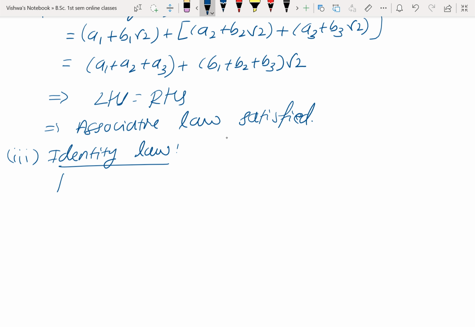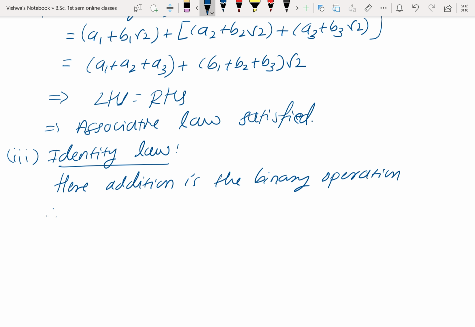So here addition is the binary operation. Addition is the binary operation. Therefore 0 is the identity element.